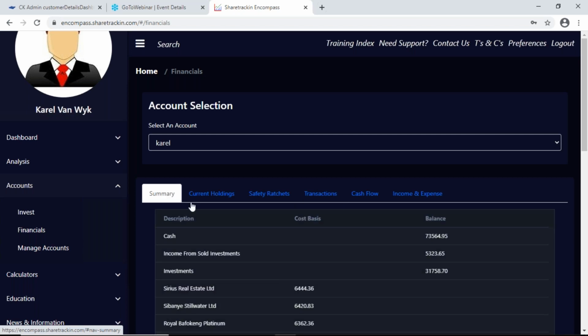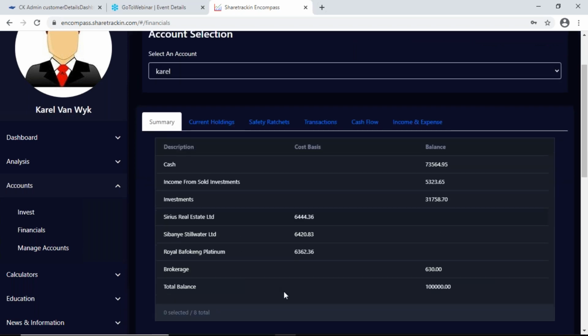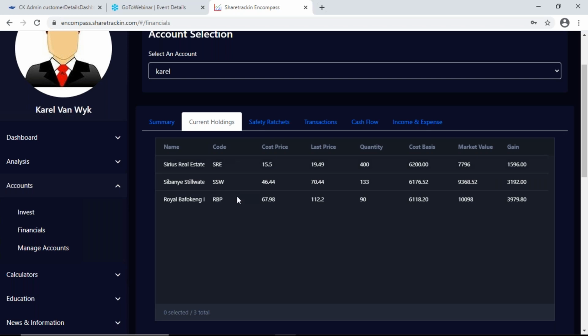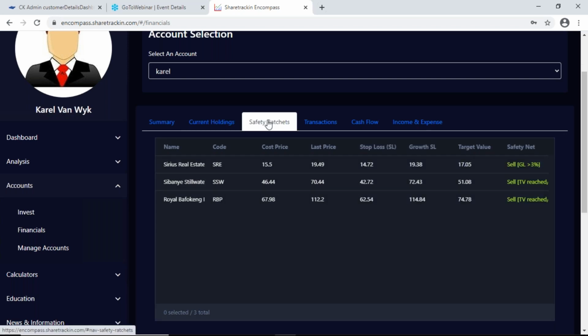It also gives me a summary. So your income versus your investments that you sold and what you made. So it's a brief summary of what your portfolio is worth. Current holdings, what you currently have in it. Safety ratchets, what your safety ratchets tell you to do or advise you, more advised than tell.